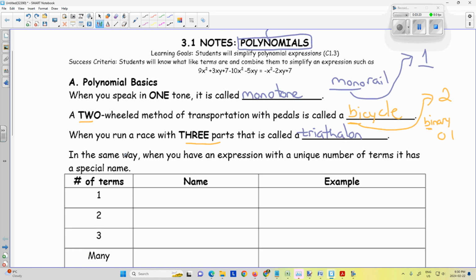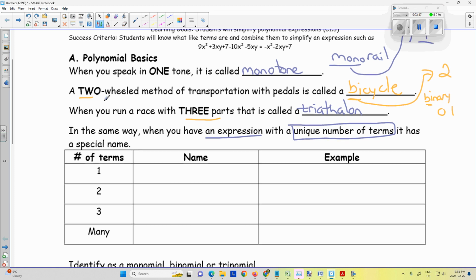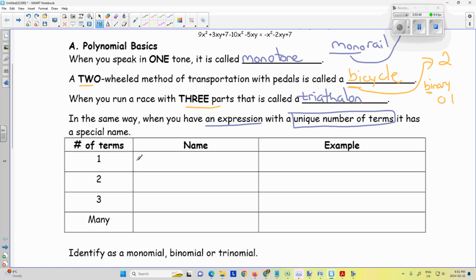In the same way, we can have an expression. An expression is usually a combination of letters and numbers with a unique number of terms. They have to have a unique number of terms because that's very important. If they're the same, we can combine them, and we'll do that in a little bit. And we call this a monomial. I'm just going to scroll down a little bit. A monomial.